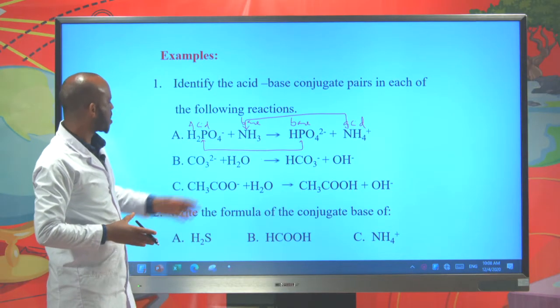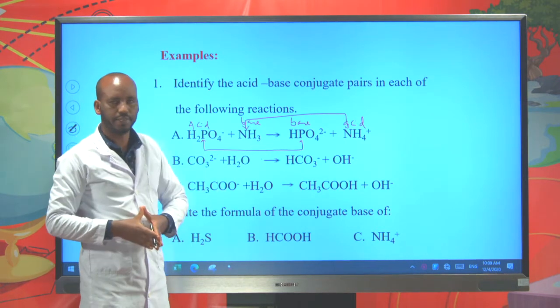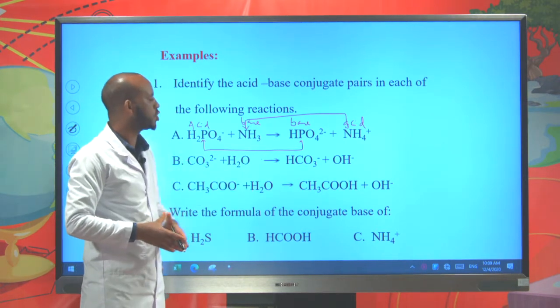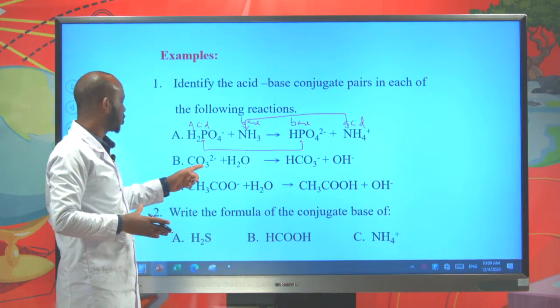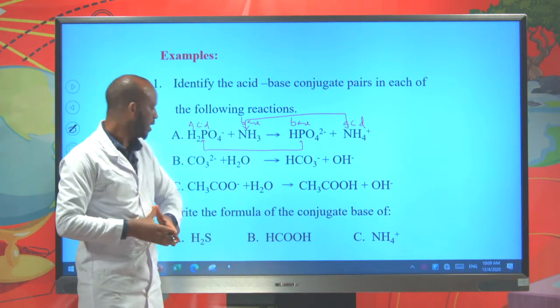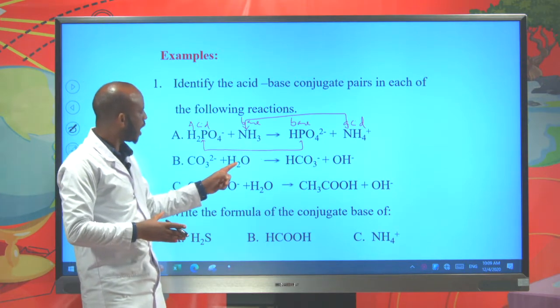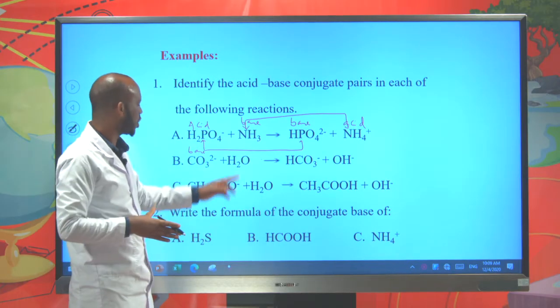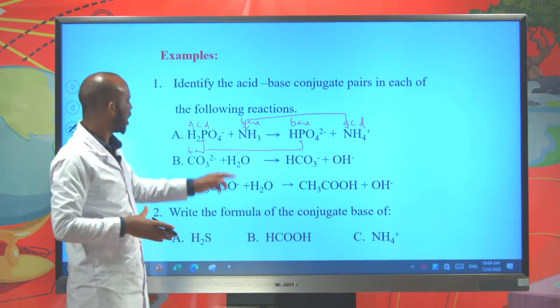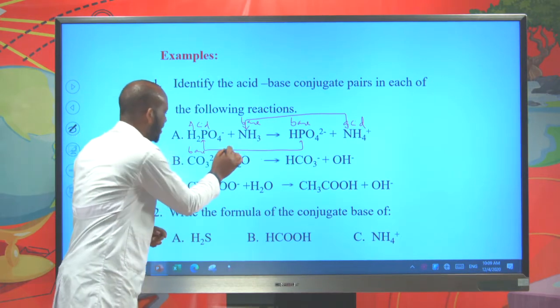B, carbonate plus water gives hydrogen carbonate plus OH minus. Carbonate is the base. Why? Because it accepts a proton from water. Water is an acid. It donates a proton, it gives a proton to carbonate.